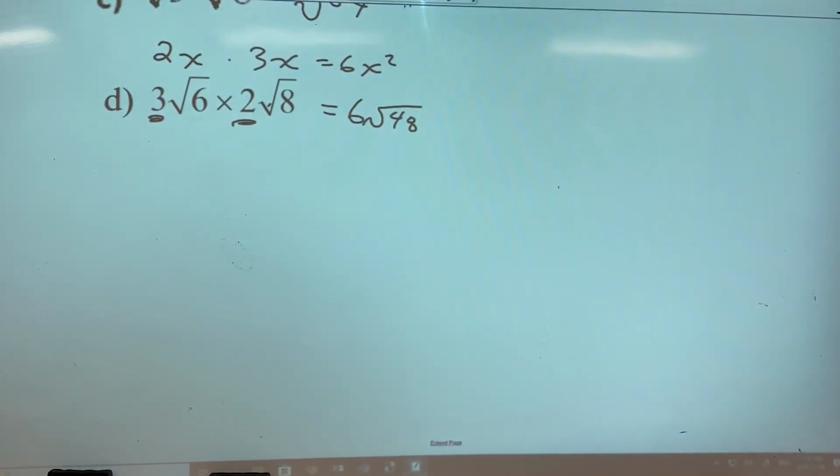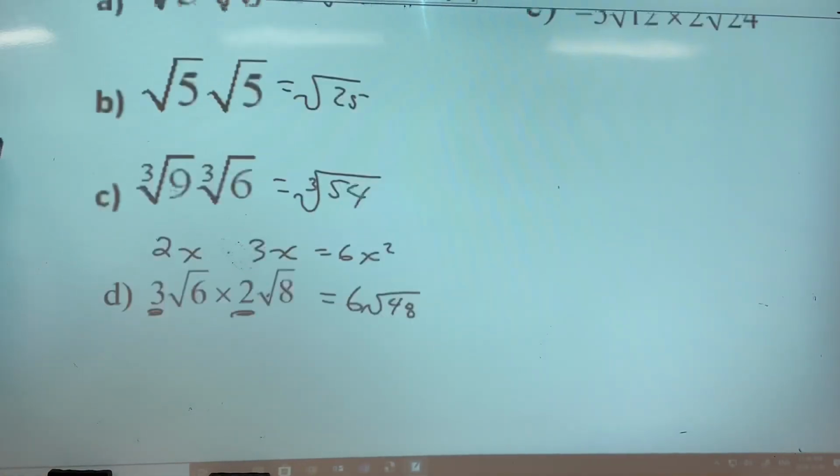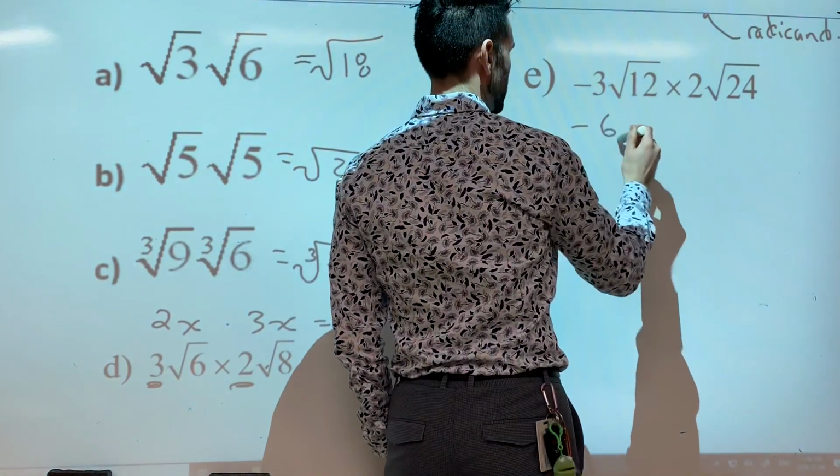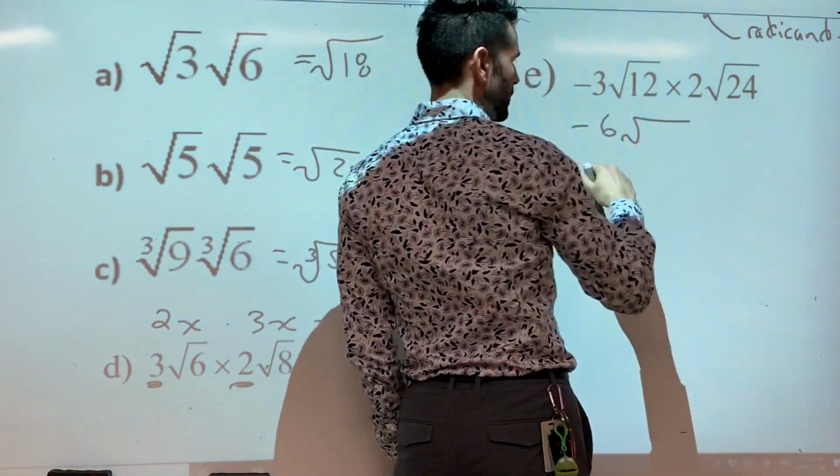Okay. Last one. I guess there's really nothing new here. There's a negative outside, so same thing. Then multiply those, negative 6, 12 times 24, whatever that is.